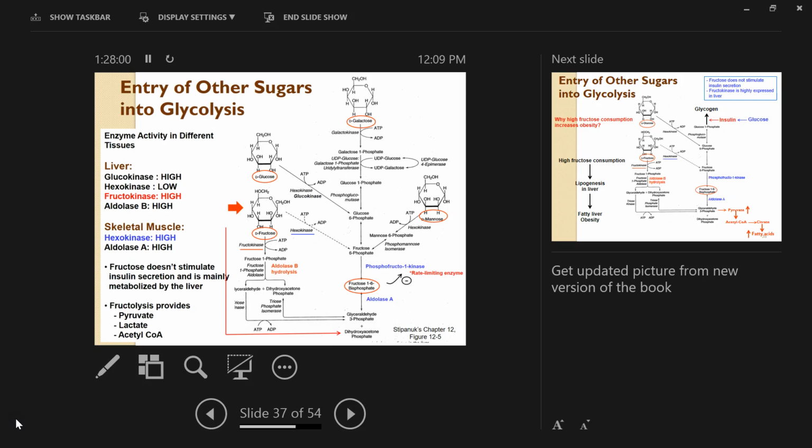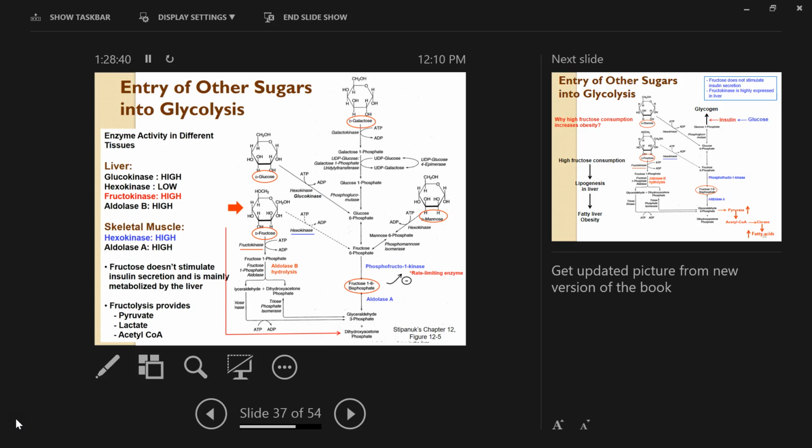Now let's talk about the other sugars, right? They can also enter the glycolytic pathway, but it's different, right? The pathway is different from glucose. Here we're going to talk about fructose. So how fructose is metabolized through the glycolytic pathway, also called fructolysis, right? So first of all, I think I mentioned there are two different enzymes, right? Glucokinase, hexokinase.